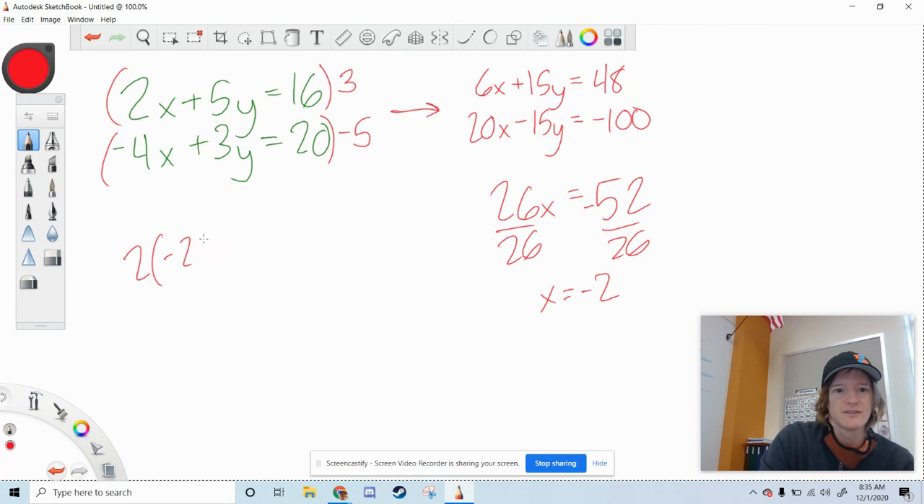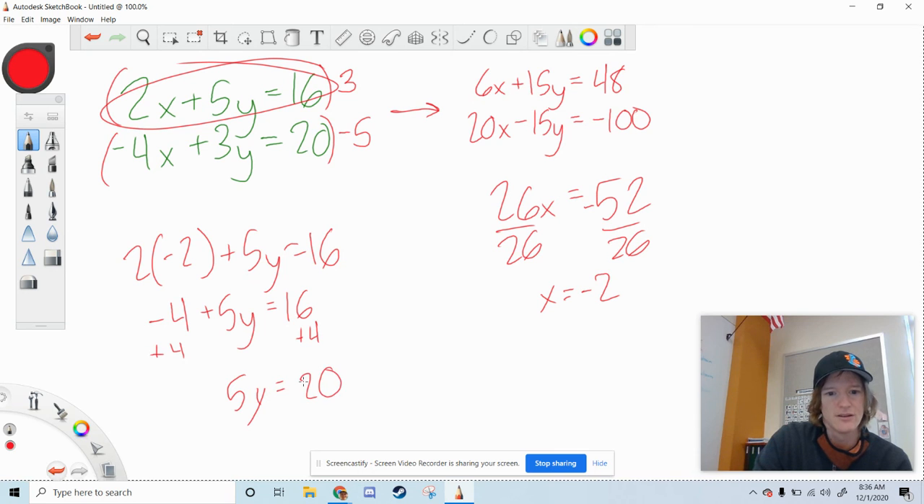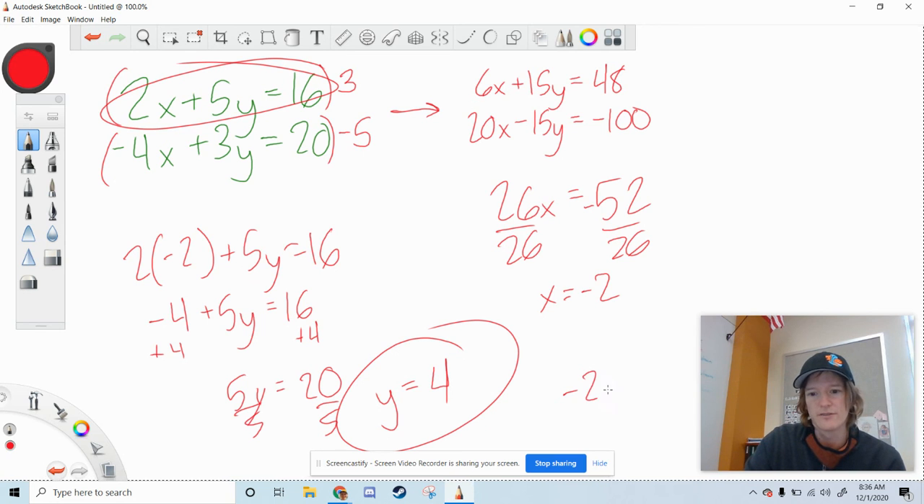2 times negative 2 plus 5y equals 16. So I took this original top equation and I plugged in negative 2 for x. We've got negative 4 plus 5y equals 16. We'll add 4 to both sides. 5y equals 20. Divide by 5. Y equals 4. Negative 2, 4. Parentheses. Whew, we made it through 10 of these problems.